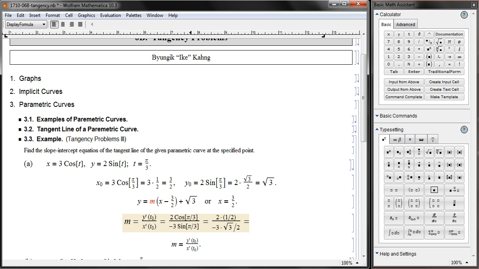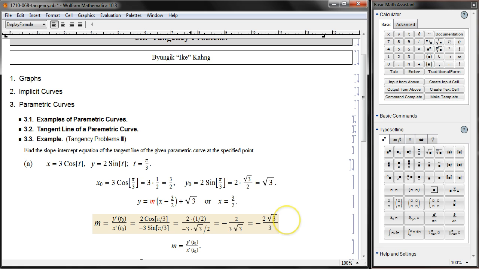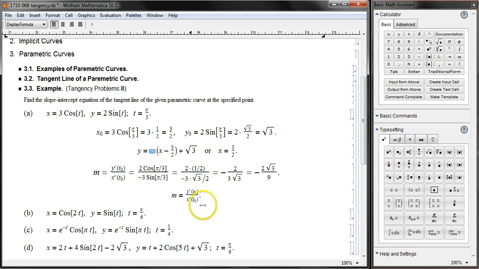So this whole thing becomes negative 1 over 3 square root of 3 over 2, and that goes to the numerator. Let's simplify this a little bit. Multiplying by 3 and square root of 3 in both numerator and denominator, we get 2 square root of 3 over 3 times another 3, so we get 9. So that is my slope, and that's going to go over here.